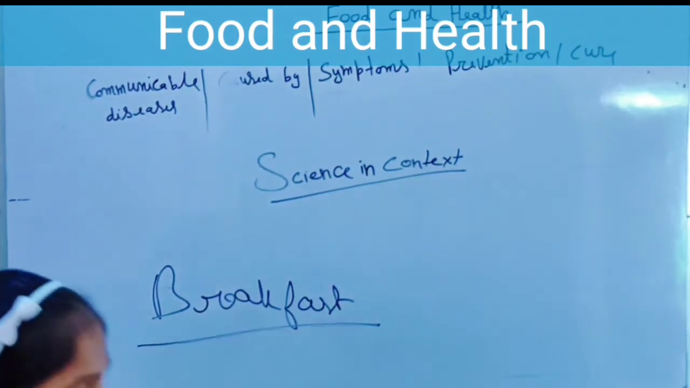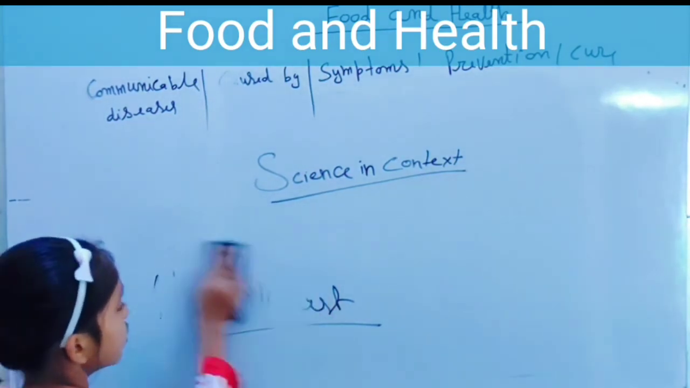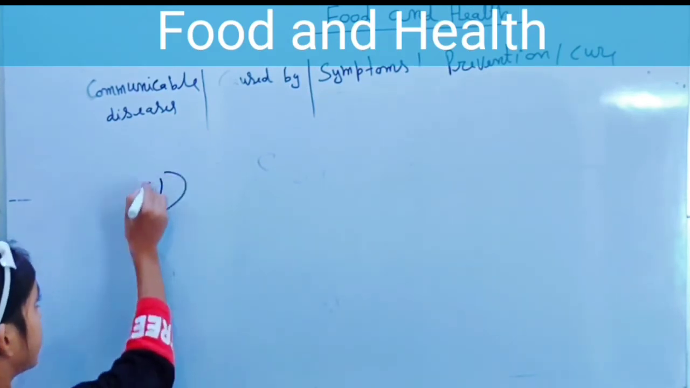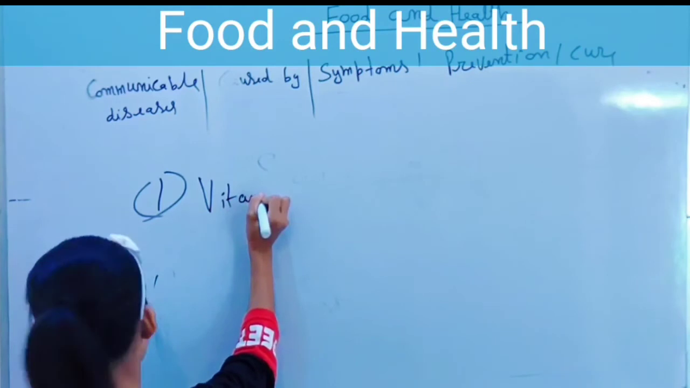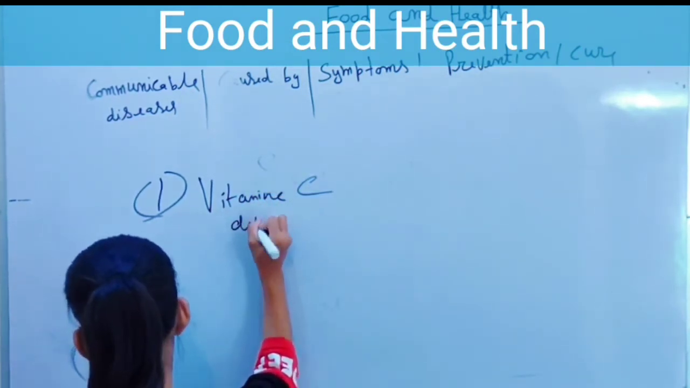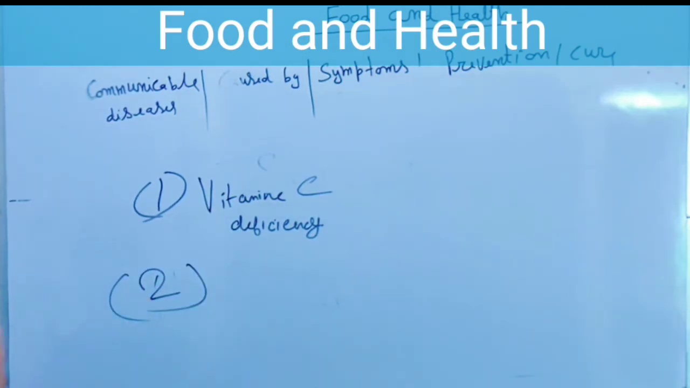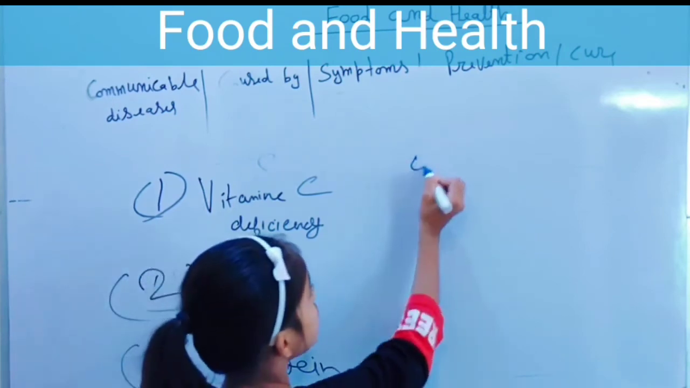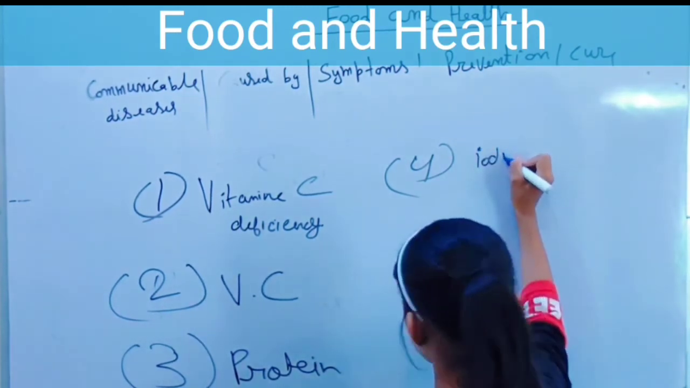Now here are some kinds of diseases that are caused by vitamin deficiencies. So here I will tell you about those diseases. There are only 4 kinds of such diseases. Number 1 is caused by vitamin C. Number 2 is caused by vitamin D. Number 3 is caused by protein. And number 4 is caused by iodine.